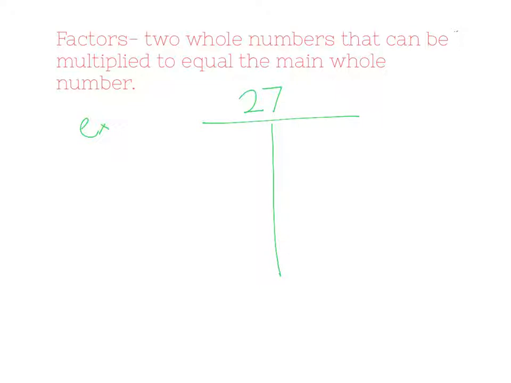So we're going to look at these factors. Factors are two whole numbers that can be multiplied to equal the main whole number. We've done factors with the T-chart before. There's a couple other ways as well. So the factors of 27 are 1 and 27. Now remember, if that's all you have, 1 and 27, then it's prime. But 27 also has 3 times 9.